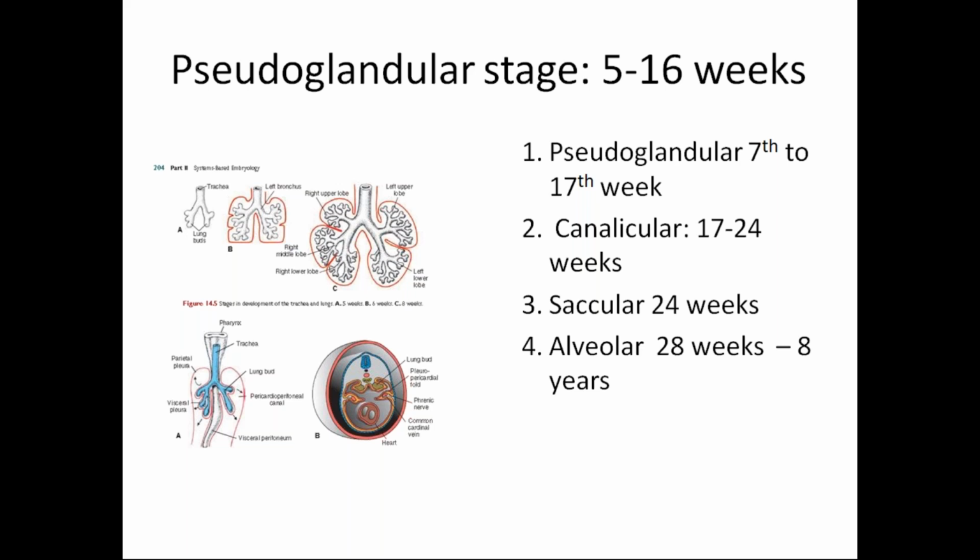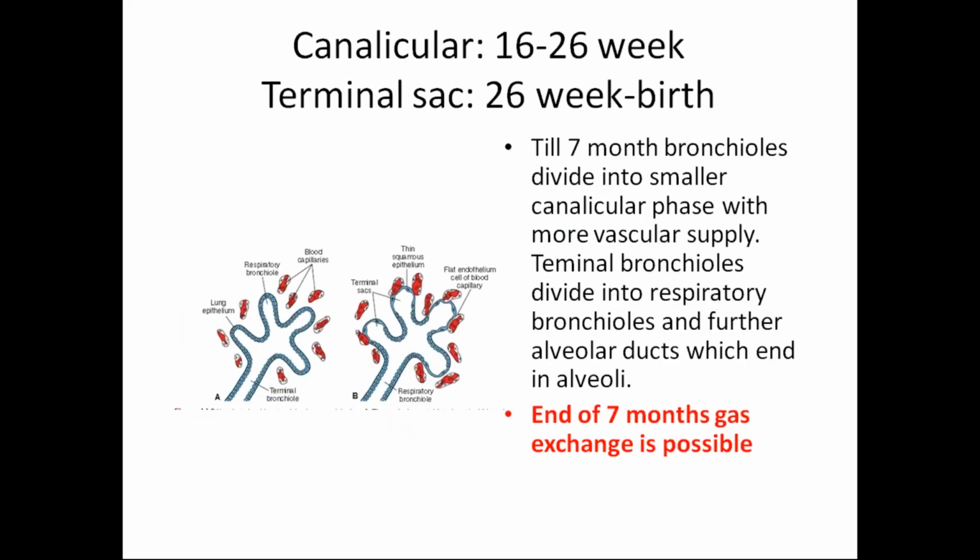And the final stage of maturation is the alveolar stage, which happens from 28 weeks. Postnatally, it goes in children up to 8 years. That means this is a process which is even growing after birth. So now let's see what happens in the canalicular phase, between 16 to 26 weeks of gestation, and the terminal sac, which is between 26 weeks to birth. Till 7 months, bronchioles divide into smaller canalicular phase with more vessels.